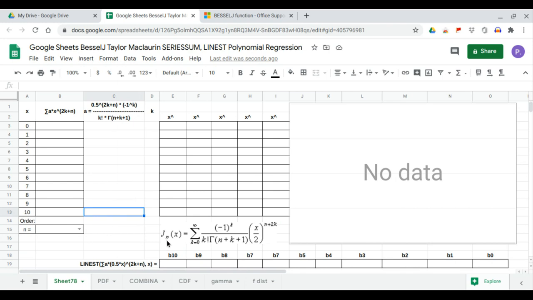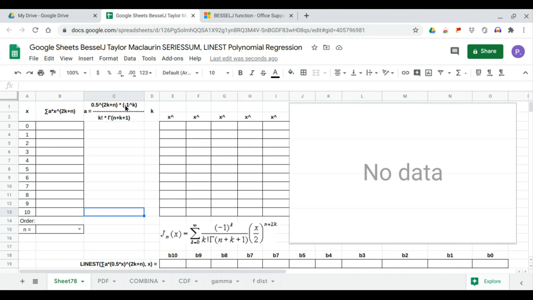And the formula of the Bessel J function is J sub n, which is the order, of x, equals the summation of k from 0 to infinity of negative 1 to the power k, all over k factorial times gamma of n plus k plus 1 times x over 2 to the power n plus 2k. We'll factor out this 1 half, 0.5. So that's why we have 0.5 to the power 2k plus n.